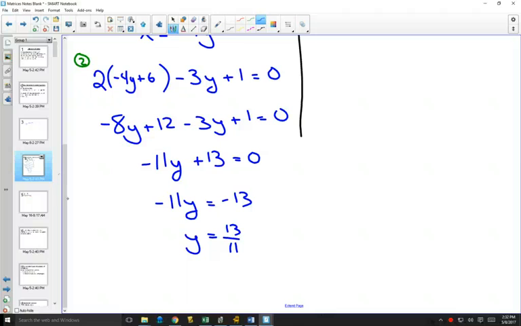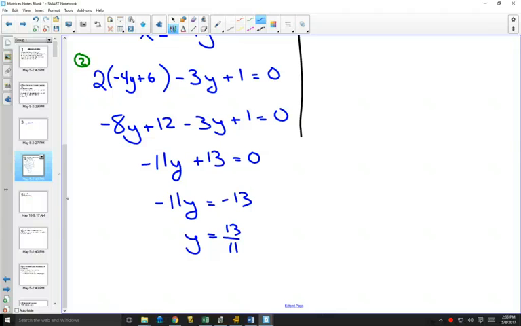Okay, excellent. This is a wonderful example. I love 13/11ths. Right? Makes such a nice decimal, 1.18 repeated. Okay. All right. So 13 over 11 is y.